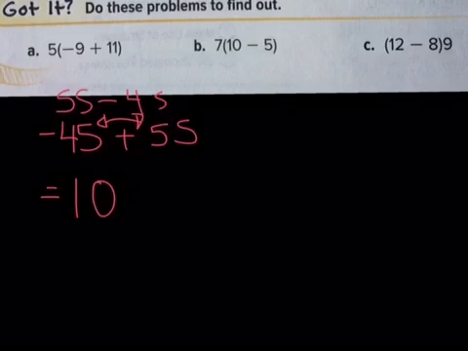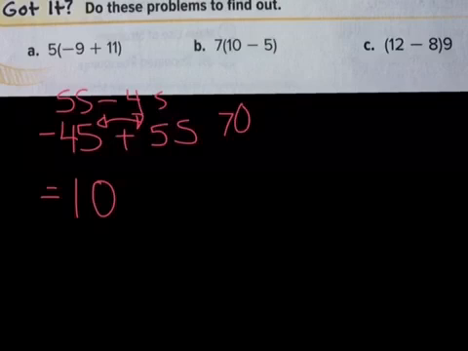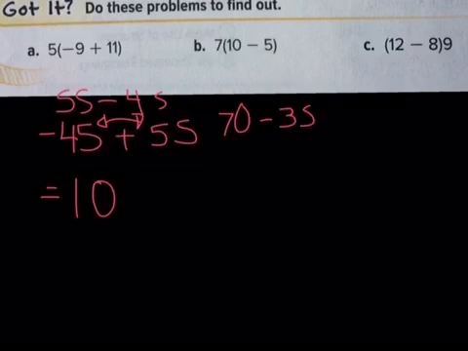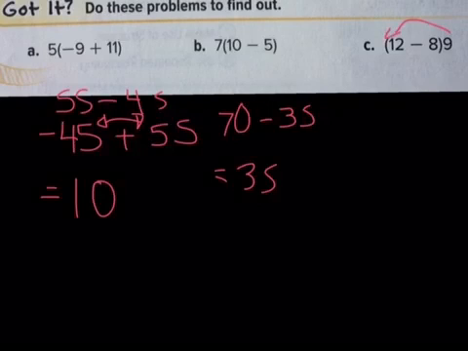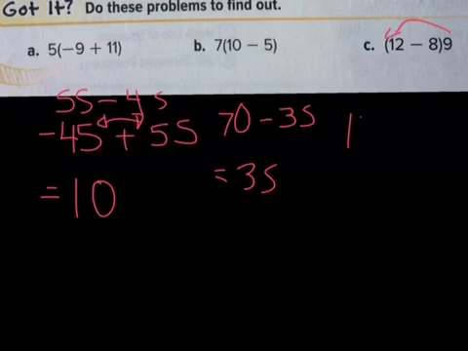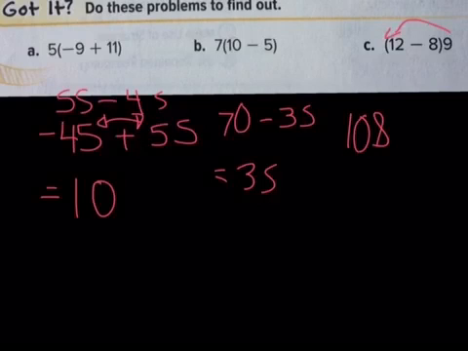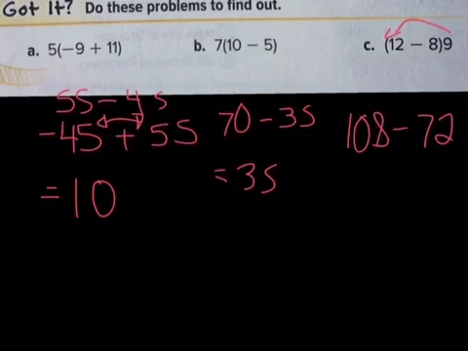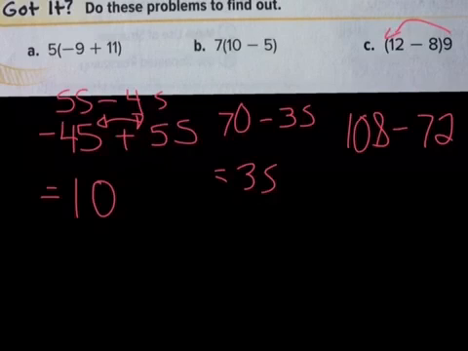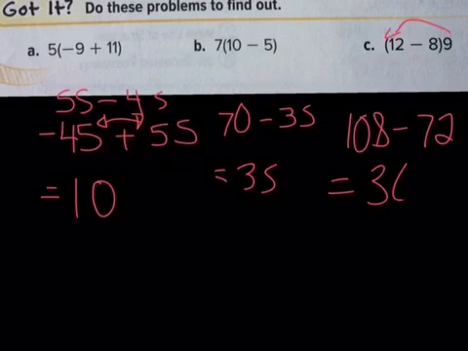B. 7 times 10 is 70. And then 7 times negative 5 is negative 35. Right? And when we do that, 70 minus 35 is just 35. Okay? And now we have 9 times 12. It's 108. And minus 9 times negative 8 is negative 72. And when I subtract those two, I get 36. There we go.